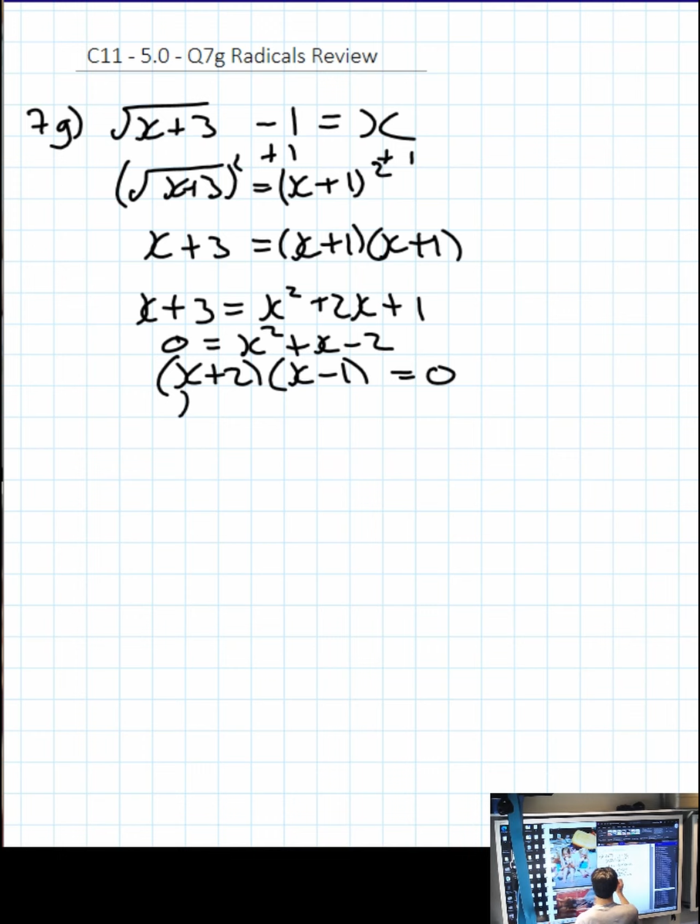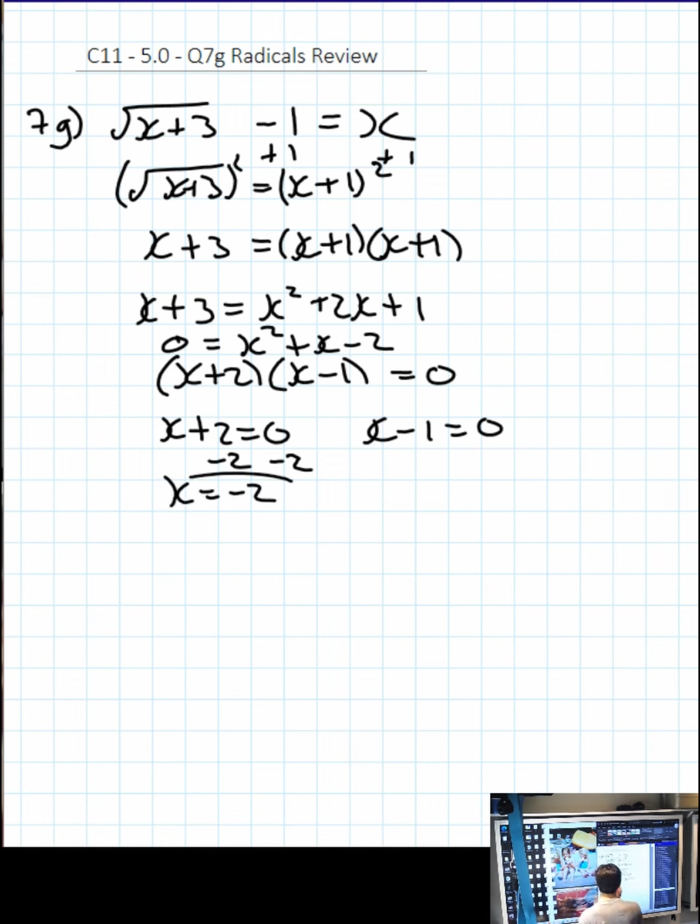Let's set our factors equal to 0 separately and show every single step this time, just because I'm thinking that students who have only seen this chapter before others will need to see these steps. So side by side, good. And then if we subtract 2 from both sides, we'll get x equals negative 2.